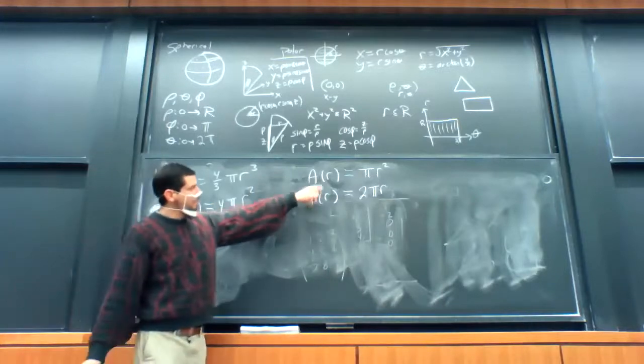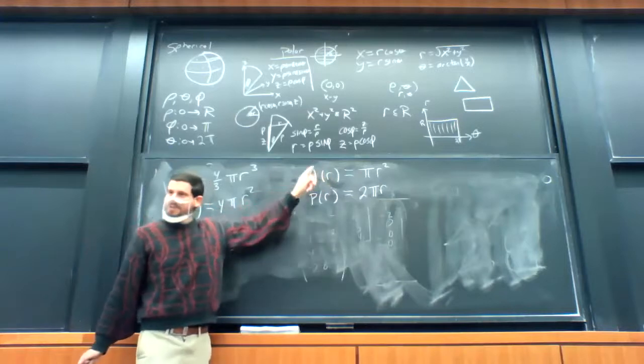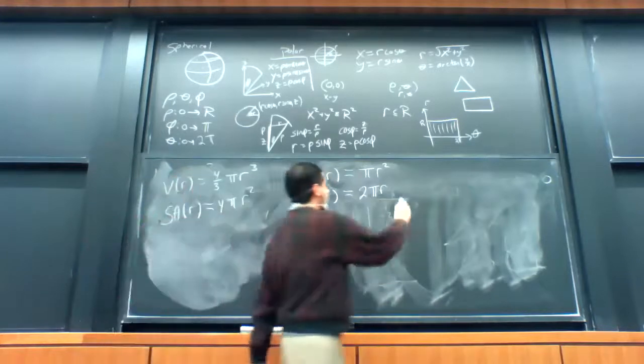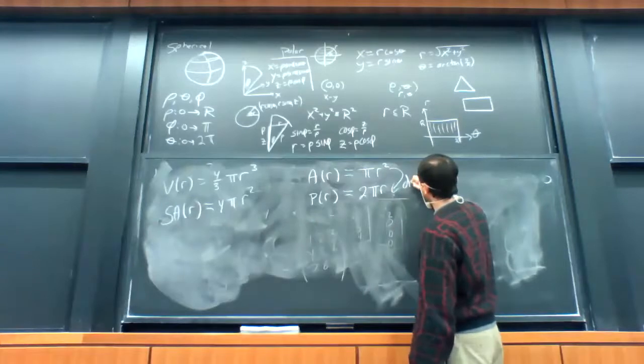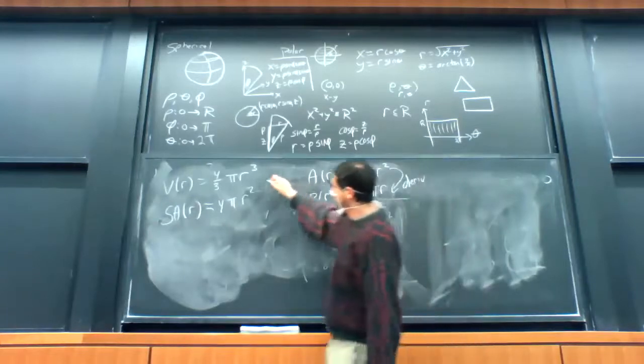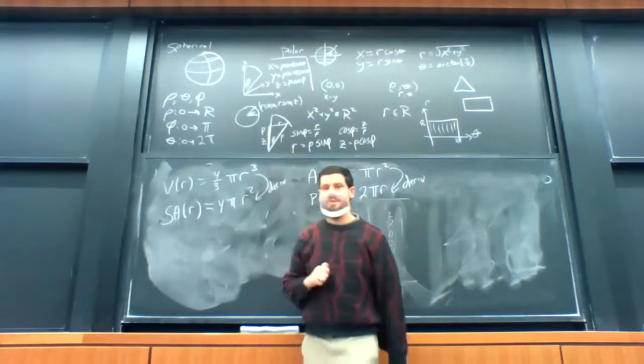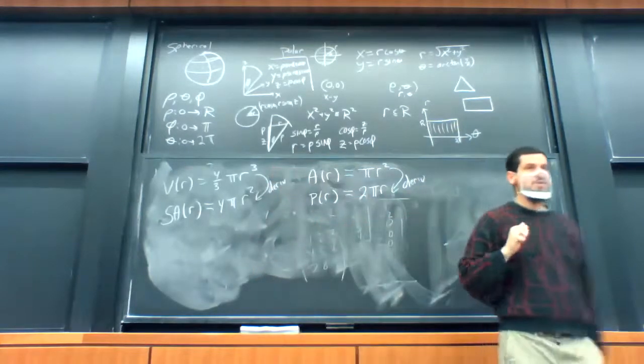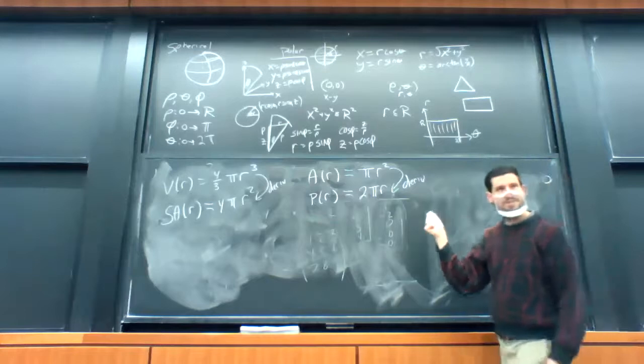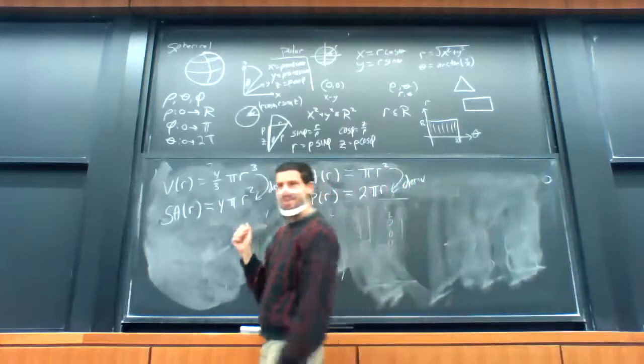So if you integrate the perimeter, you get the area. If you take the derivative of the area, you get the perimeter. Does that hold over here? Yes, it does. What this means is if you can remember half of your formulas, you can literally derive the other half.